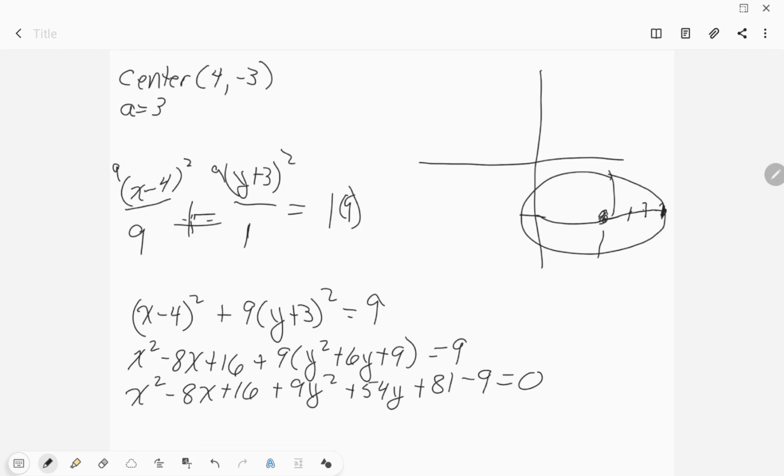Now it's just a matter of cleaning that up. This would be x squared plus 9y squared minus 8x plus 54y, and then 16 plus 81 minus 9 is plus 88, is equal to 0. So there I have it in general form. I have it in standard form, very messily up here, and in general form down at the bottom. All right, I'm going to stop this here, and I'll make a second video on the second part of the ellipse.